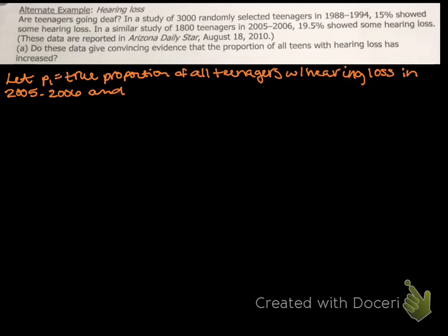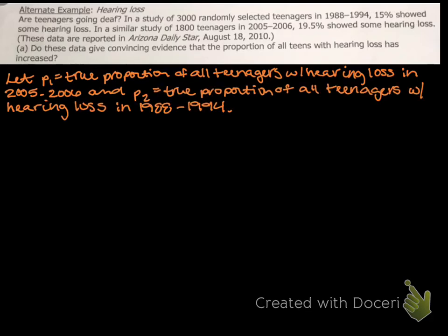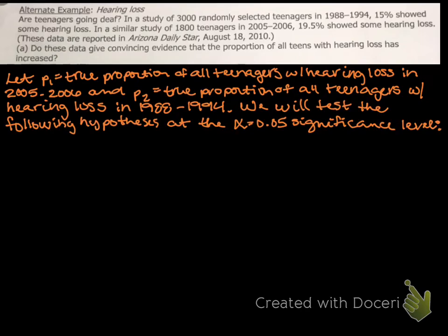Let P1 equal the true proportion of all teenagers with hearing loss in 2005 to 2006, and P2 equal the true proportion of all teenagers with hearing loss in 1988 through 1994. Here we're using P1 and P2 because I have a range of years, not just 1 year, like I did in the last example. We will test the following hypotheses at the alpha equals 0.05 significance level.